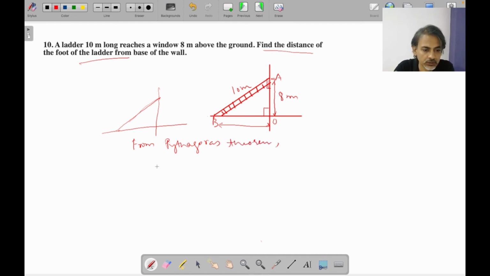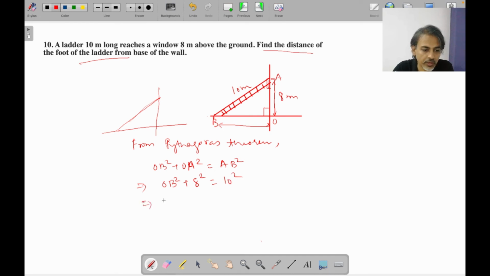What we know is OB square plus OA square equals AB square. So base square plus height square equals hypotenuse square, right? OB square is not given, so we write it like that. OA square is given, which is 8 square. AB square is given, which is 10 square.